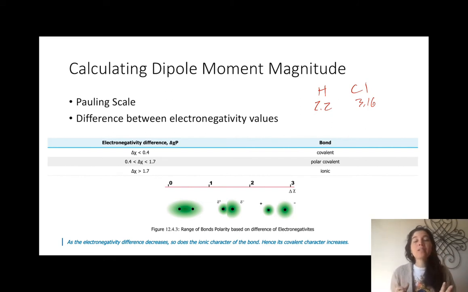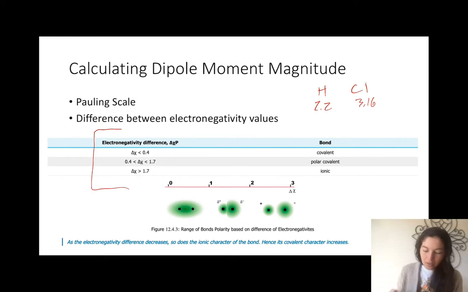Now, this difference is going to tell us what kind of bond, what kind of sharing is going on between these atoms. Are the electrons equally shared, or are they being pulled more to one side, and that's a polar bond? Or is it so strong of a pull that it's an ionic bond, where the electrons are entirely ripped from one of the atoms and transferred to the other? So these values right here can tell us what category it falls under.